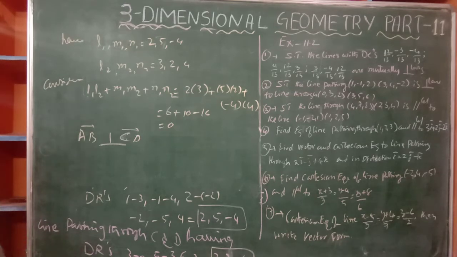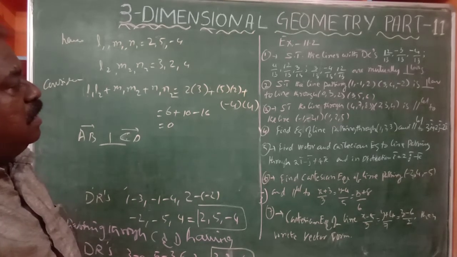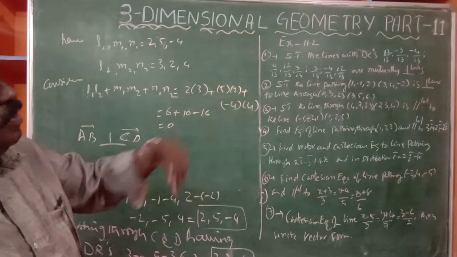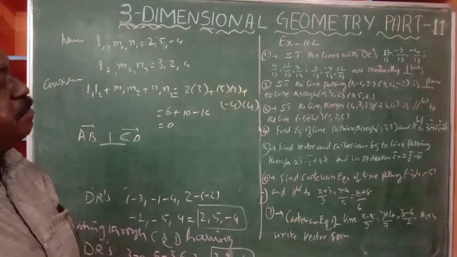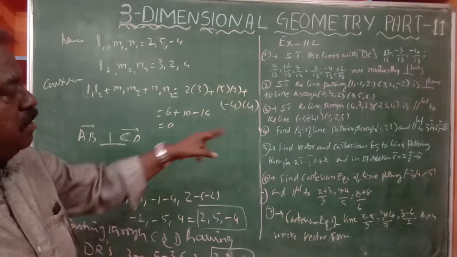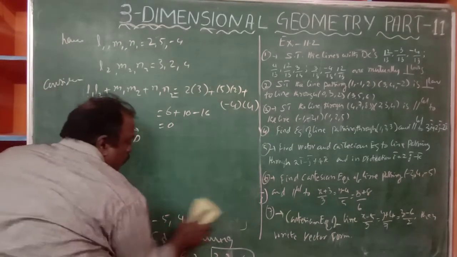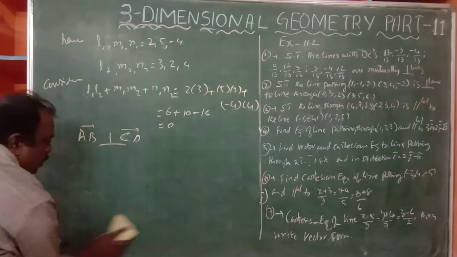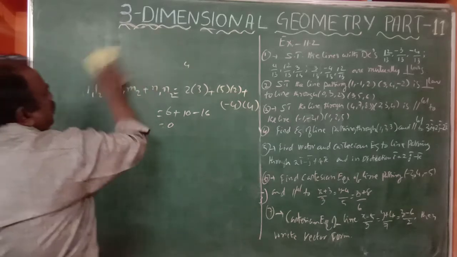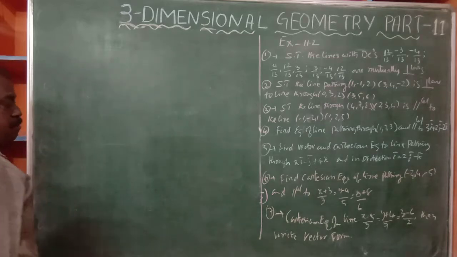Now, I am going to solve the third one. Show that the line passing through a set of 2 points is parallel to another line which is passing through another set of 2 points. Second one is perpendicular. Third one is parallel. We have to show that they are parallel.